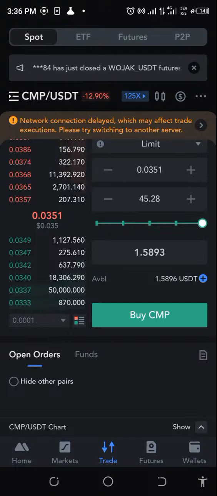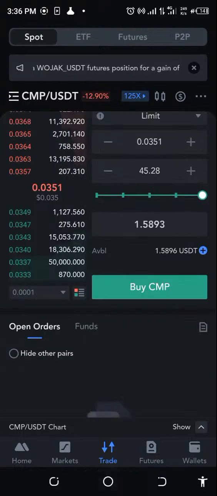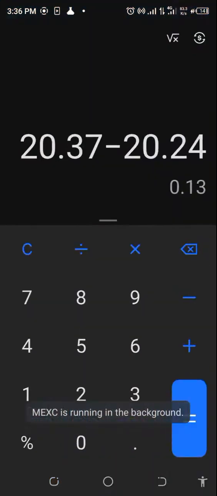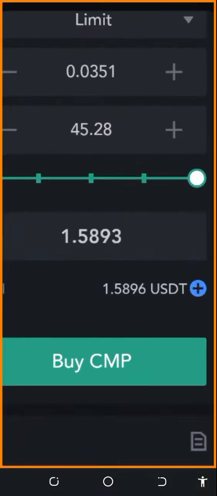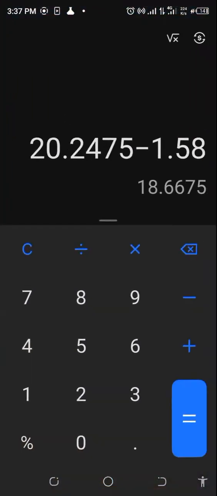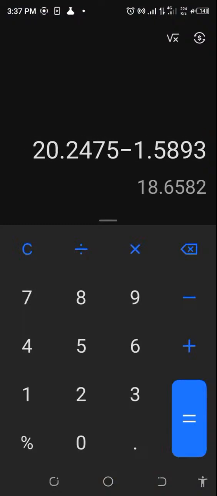So it was 20.247, all right? That was the price. That was what we had before. So if I had 20.2475, minus what we have, which is 1.58. Let's just go check what this is. 1.5893. So that's what's going to give us what we're working with, which really is 18.6582. So let's just work with that. What we've been able to change is 18.6582. That's what we're going to use for this trade.